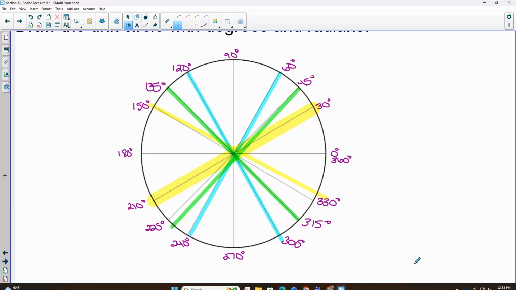All right. Did we get the angles in degrees? Any questions about the degree measures?